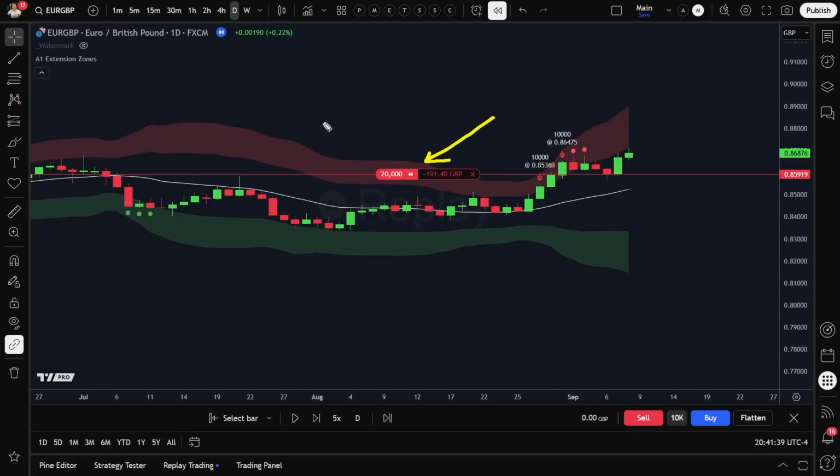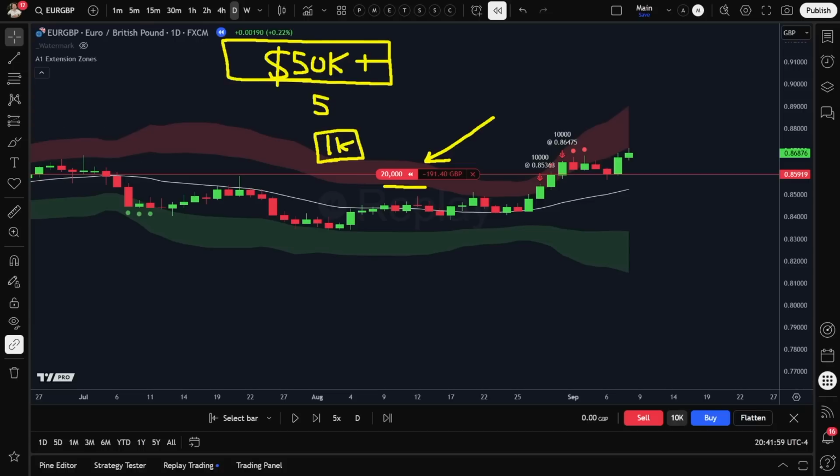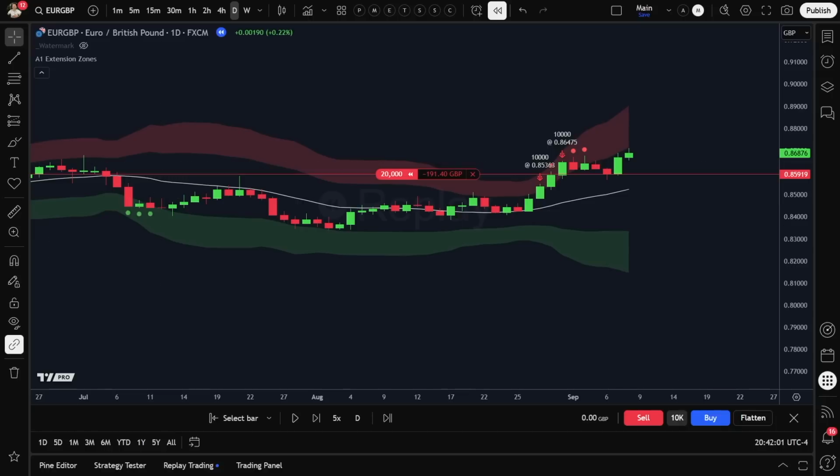So let's just say, for example, with a trade size of this caliber, let's say that I'm working on a $50,000 plus account. So this is just an example. Maybe you're trading with 5K, maybe you're trading with 1K. With 1K, you definitely want to trade with very, very tiny lot sizes. But let's just say, again, for my 50K account example, I'm in 0.2 lots on a short position on the Euro British pound.